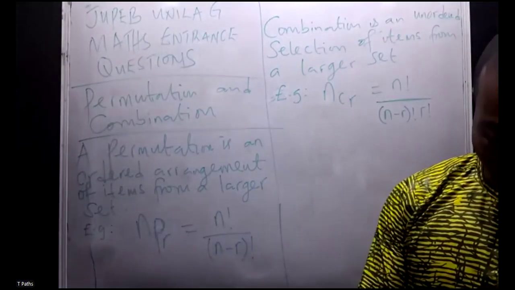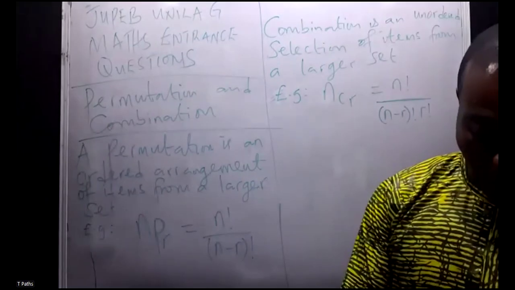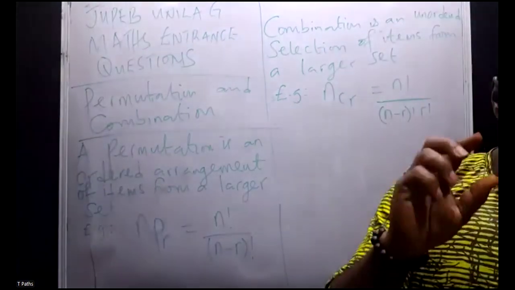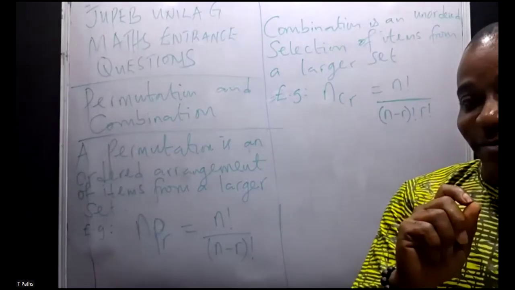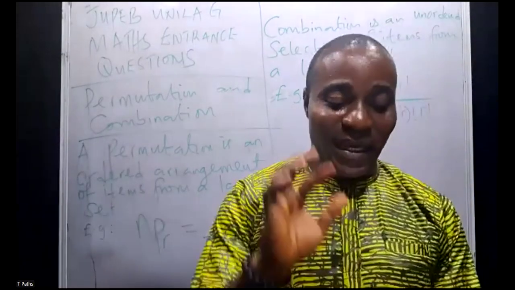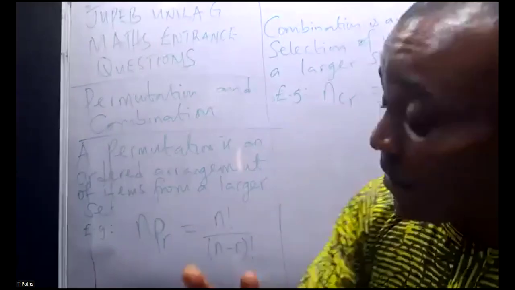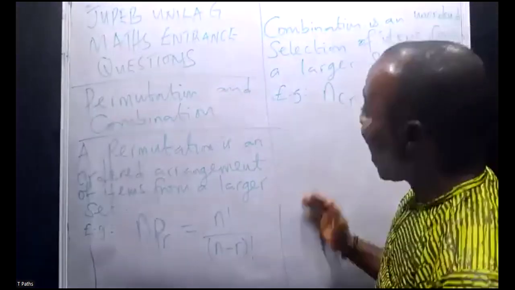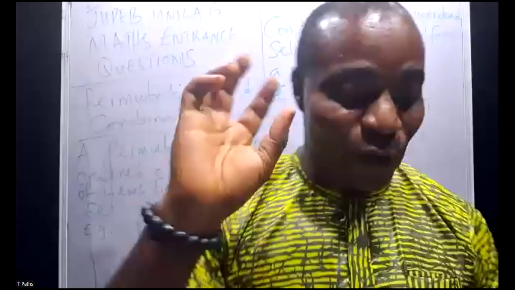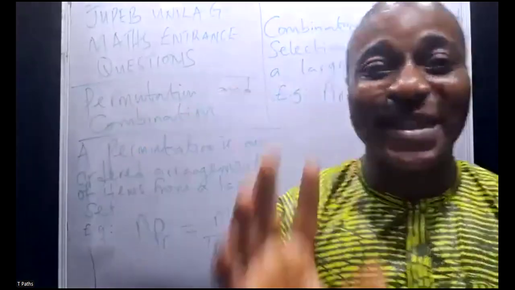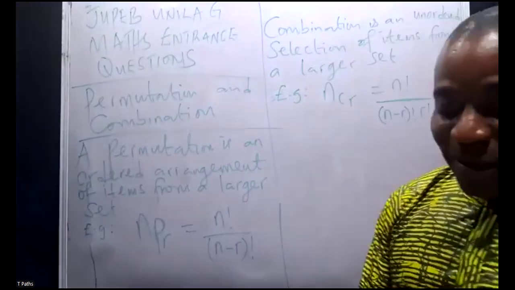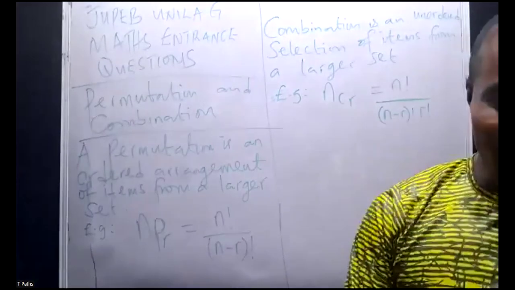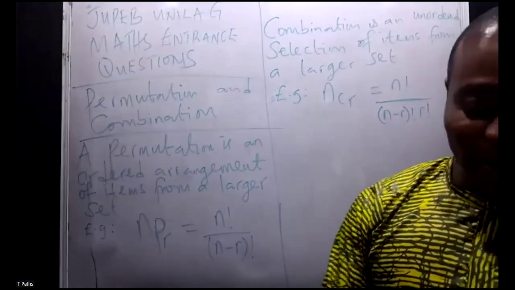Question 1. In how many ways can 6 students be arranged in a straight line for a photograph? Remember, I told you that permutation is about arrangements, while combination is about selection. Look at question 1. It is on permutation of distinct objects. This is a straightforward question. In how many ways can 6 students be arranged in a straight line for a photograph?